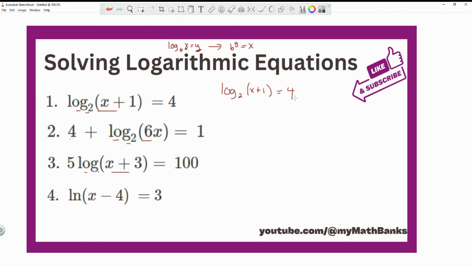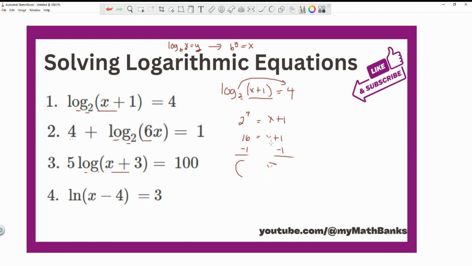Now which one is the base here? We want to convert this into exponential. You start with 2, and that's the exponent right there, to the power of 4 equals this whole argument, x plus 1. And now what is 2 to the power of 4? That's 16 equals x plus 1. You want to solve for x, so I'm going to subtract 1. Therefore 15 equals x. So that is the value of your x.